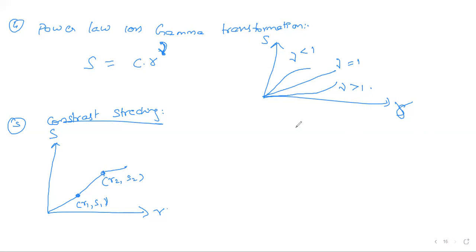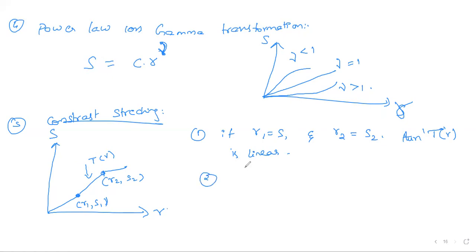Here we have 3 cases. First case: if r1 is equal to s1 and r2 is equal to s2, then the transformation function T of r is linear.